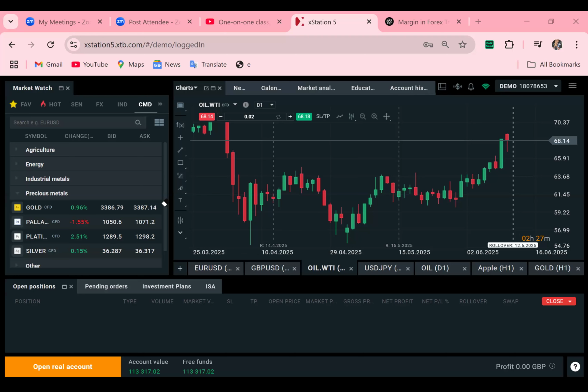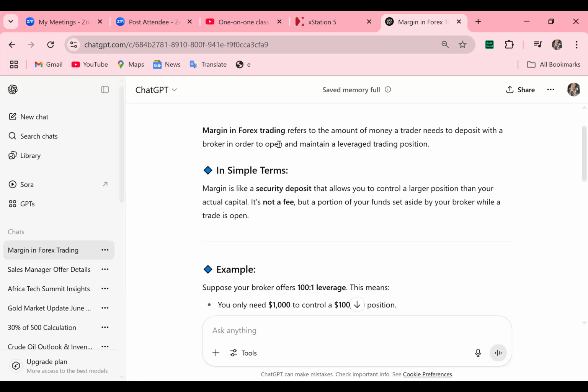Now, another level of margin I want to discuss here is the one I asked ChatGPT to explain to us. I asked it to explain margin in forex trading. It said margin refers to the amount of money a trader needs to deposit with a broker in order to open and maintain a leveraged position. Now, this is that second definition.